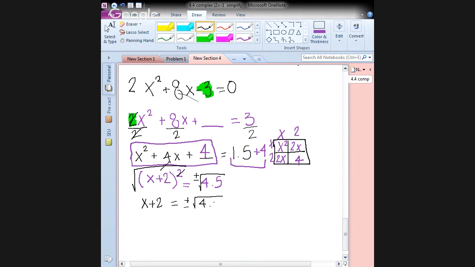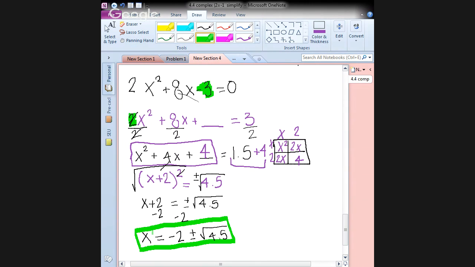My last step: if I'm going to leave it as a square root, I still need to get x by itself. So I'm going to subtract 2 on both sides. I would leave it as x is equal to negative 2 plus or minus the square root of 4.5. I'm going to leave it just like that because I can't simplify the square root. If I could simplify it, I would, but when I plug in the square root of 4.5, I get a really nasty decimal. So that would be your final answer.